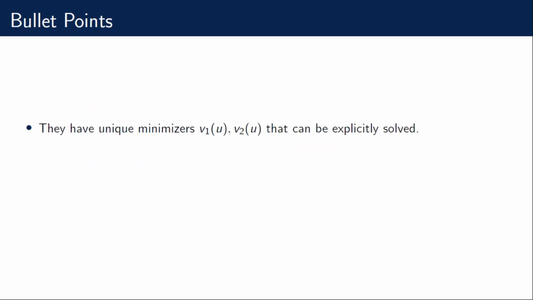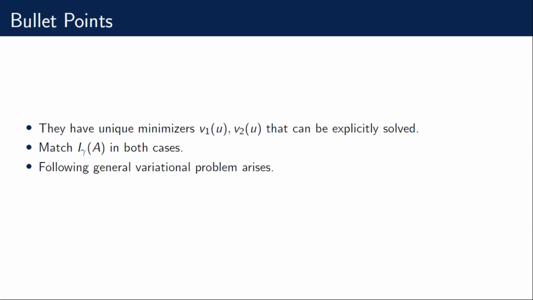They have unique minimizers, which are V1, V2. They can be explicitly solved. And when you solve it, they match the rate function exactly. So by doing the optimization problem, you can get the exact rate.